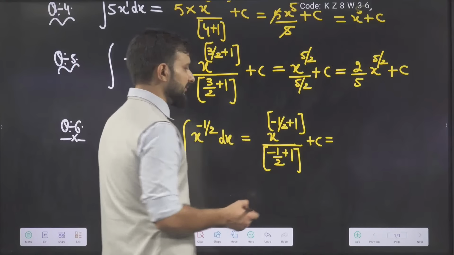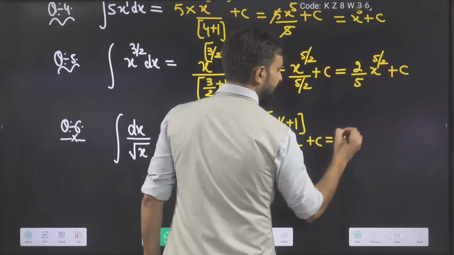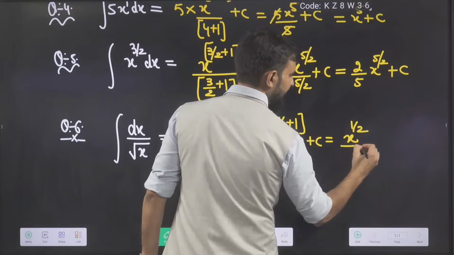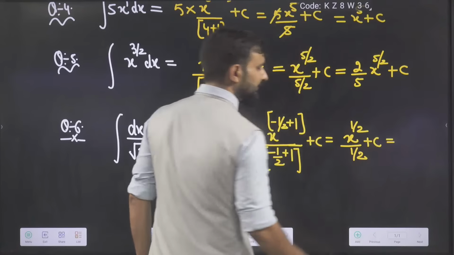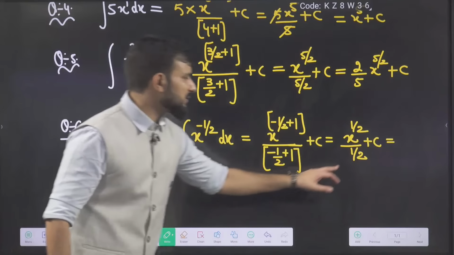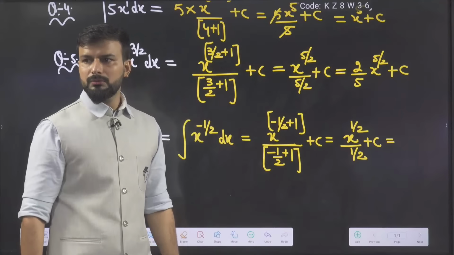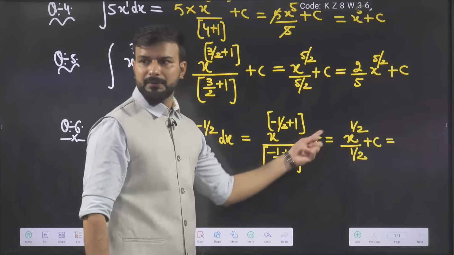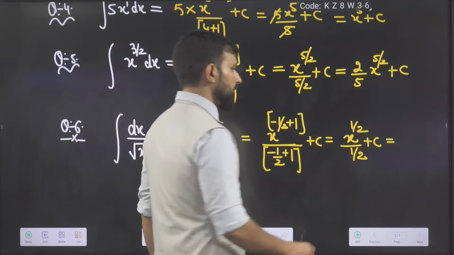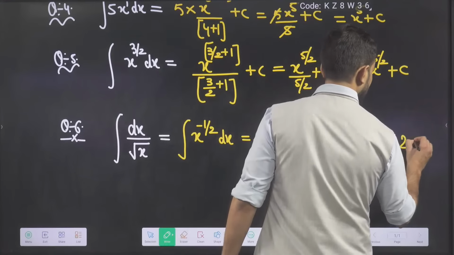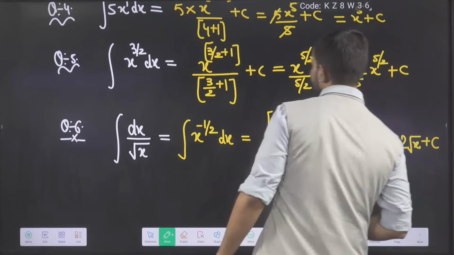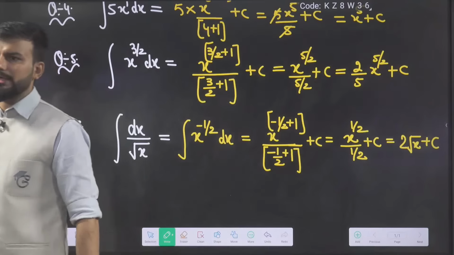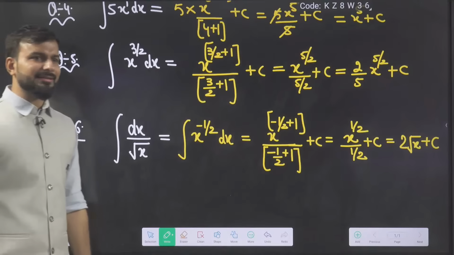So what is the answer we will get? X power 1 by 2 divided by 1 by 2 plus c. So then what is the final answer you will get? Where will this 1 by 2 go? 1 by 2 will go up. It will become 2. So the answer will be 2 of root x plus c. This is the answer you will get. 2 root x plus c.